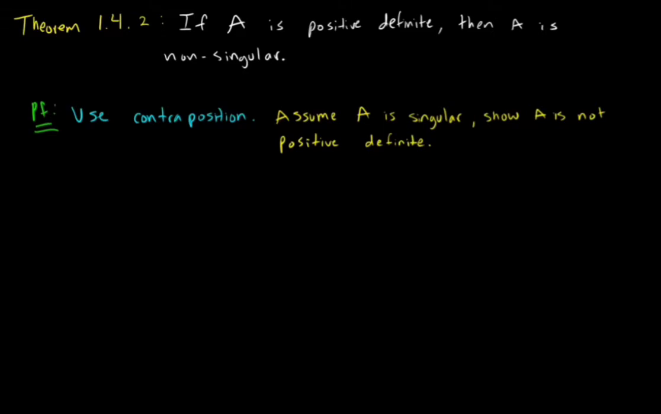You can find this theorem in other linear algebra books as well. It says, if the matrix A is positive definite, then A is non-singular. This can be proved using contraposition, which is how I'm going to prove it.